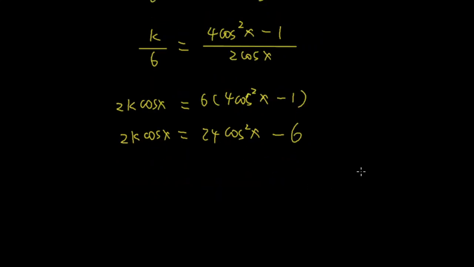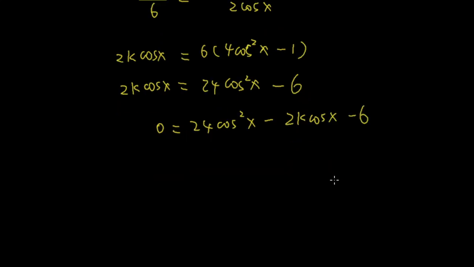Now subtract 2k cosine x from both sides, and we have 0 equals 24 cosine squared x minus 2k cosine x minus 6. Now we have a quadratic equation to solve. In this quadratic equation, the a value is 24, the b value is negative 2k, and the c value is negative 6.